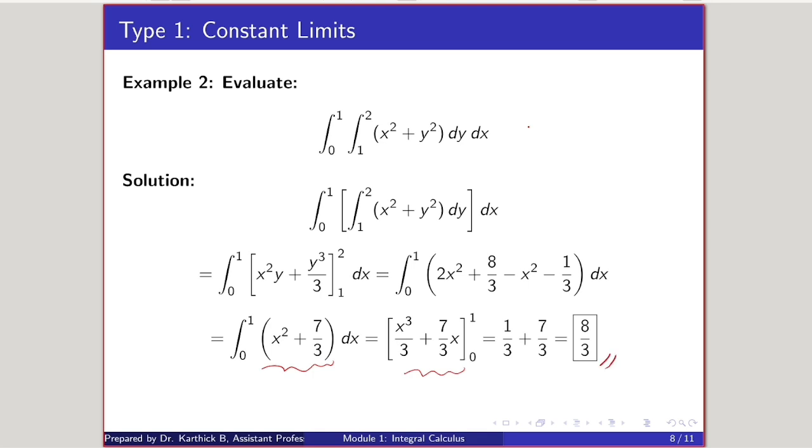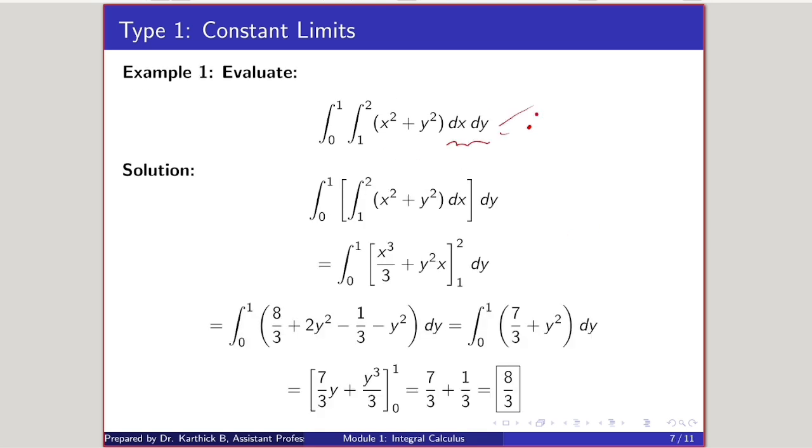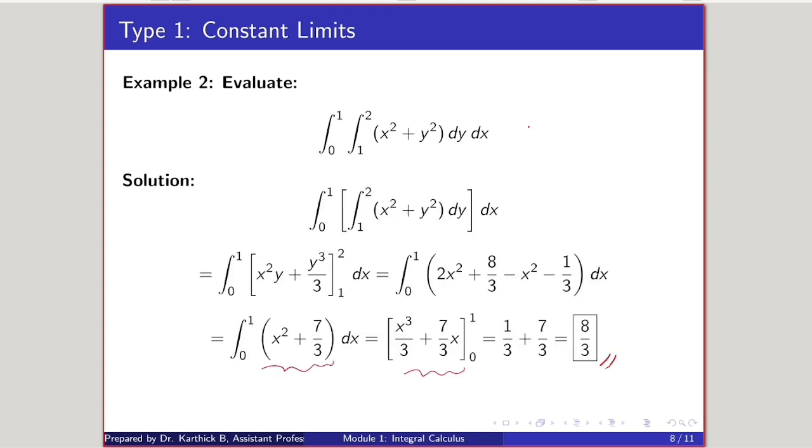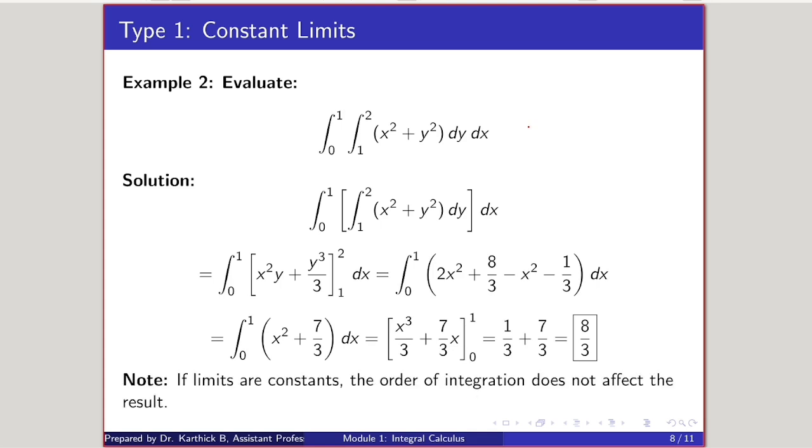So, from this, we observe that in the previous problem also, I got the same result 8 by 3. If I change the order of integration, I get the same result again. So from this we can make a note that if the limits are constant, then the order of integration does not affect the result. So this is a very important note. If the limits are constant, the order of integration doesn't matter. There won't be any change in the answer.